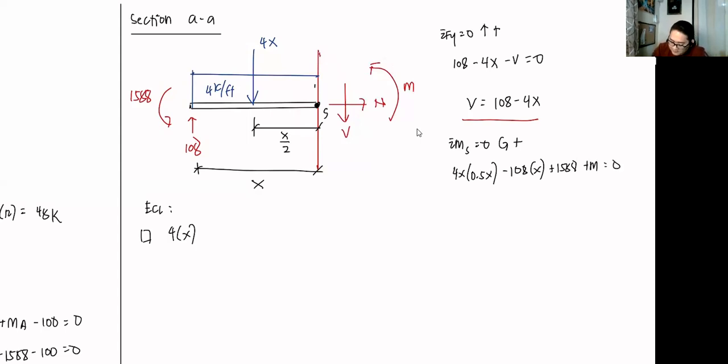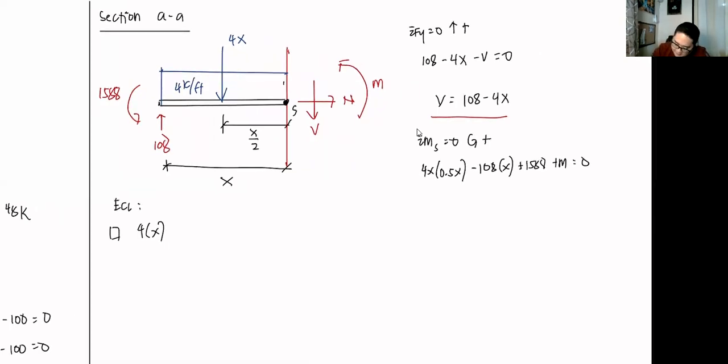So simplify natin. So dapat ilagay natin lahat to the other side para maging positive si M. So lahat ng pwede i-combine, combine natin. So since ito walang mako-combine kasi magiging x squared to, ito ay x lang and then ito is whole number. This will be 2x squared minus 108x plus. So tinranspose na nga pala natin. Okay, and then minus 1588. Okay, so this will be our equation for moment.